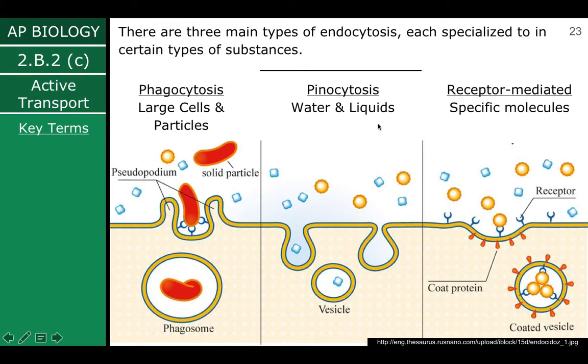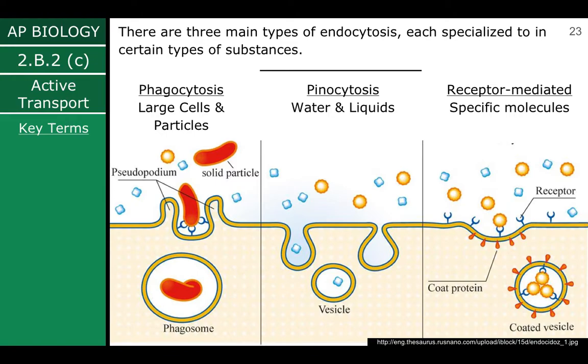So there are three main types of endocytosis. The first one is phagocytosis, which is going to bring in any sort of large cells and particles. So pretty much anything that is solid is going to go through what's called phagocytosis. Pinocytosis is only going to bring in water and other liquids. And then finally we have receptor-mediated endocytosis.